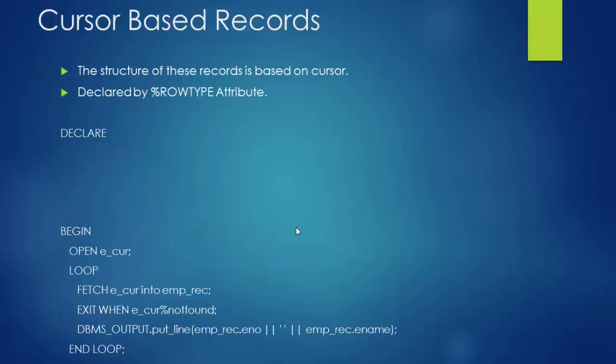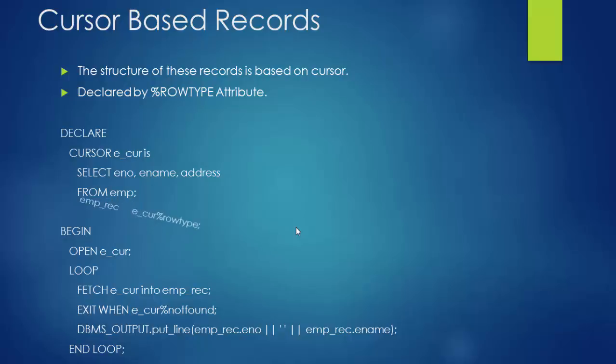Now, let's go to the cursor-based records. The cursor-based records are totally based on the structure of any particular cursor. As we can see in the declare section, we have declared a cursor first which is containing three columns, that is the employee number, ename and address, and it is selecting all the three column values from the emp table.